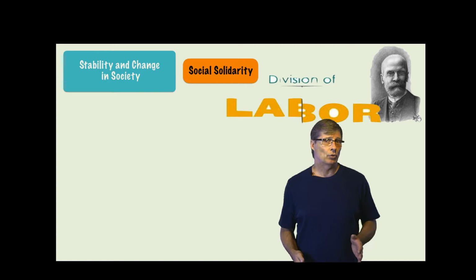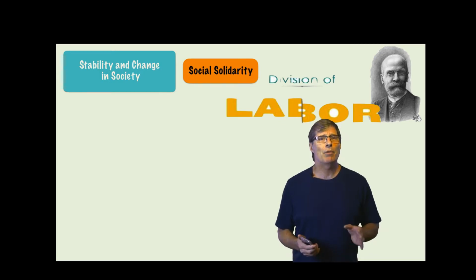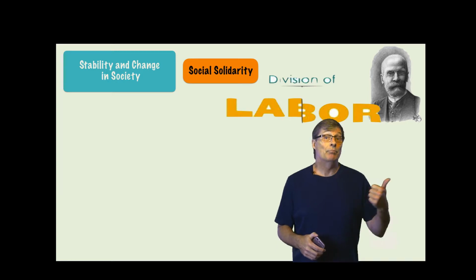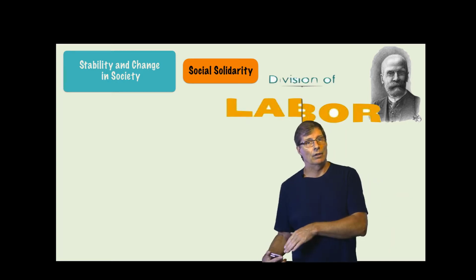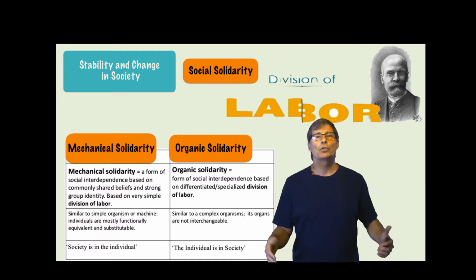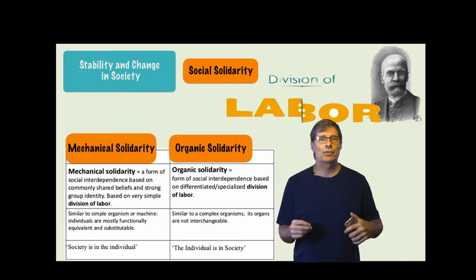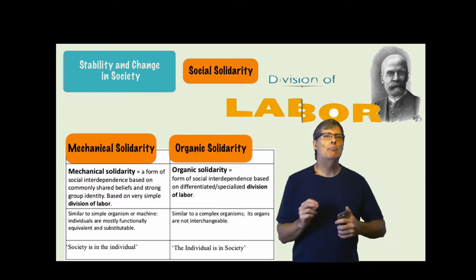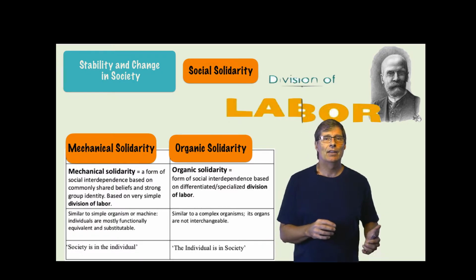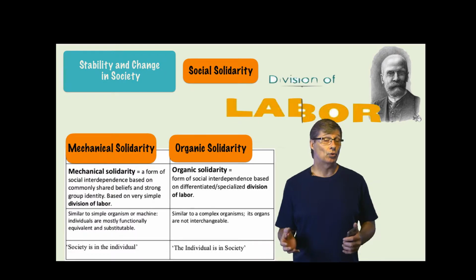Now, to explain social change, Durkheim developed a typology that categorized societies as having either mechanical or organic solidarity. Mechanical solidarity is the social cohesion in pre-industrial societies in which there is minimal division of labor and people feel united by shared values and common social bonds.